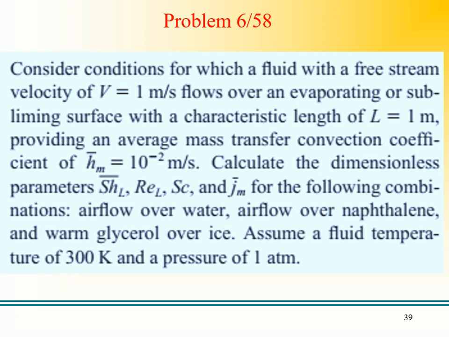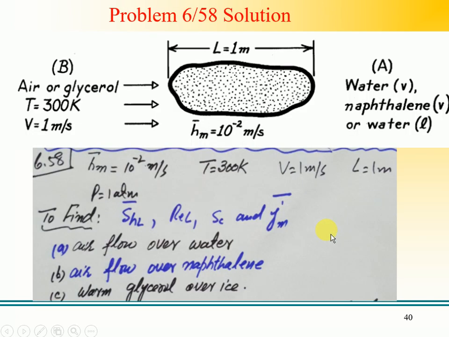I selected this problem because in this question it will be clear which is species A and which is species B, and for which species we are using the different values of the properties. So first we have air, and first of all, air or glycerol, of course, is flowing at a temperature of 300 K and a velocity of 1 meter per second.